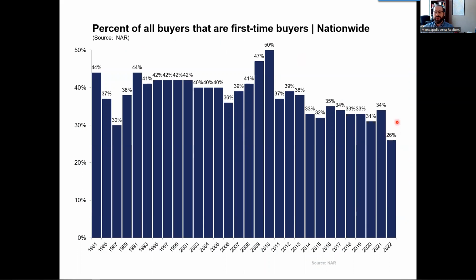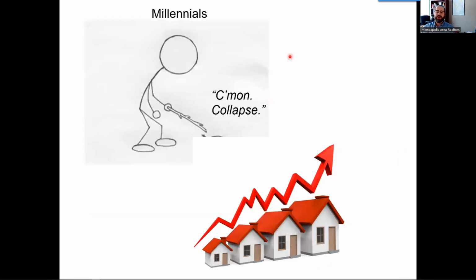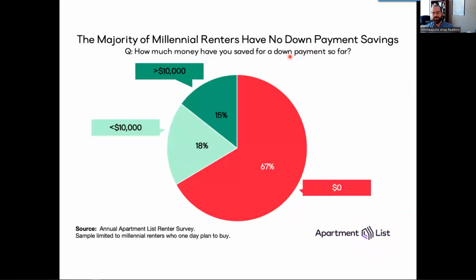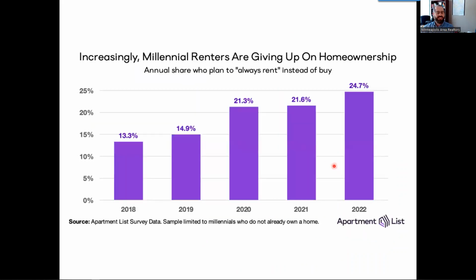Percent of all buyers that are first-time buyers is down to 26%. We had 33, 34, even 50% when home prices went on sale in 2009 and 2010. Millennials poking the market, saying, come on, collapse. The majority of millennial renters have no down payment savings. That's kind of scary. So 15% said they had more than 10 grand, 18% less than 10 grand, and 67%, 2 out of 3, say they had zero saved. That's crazy.